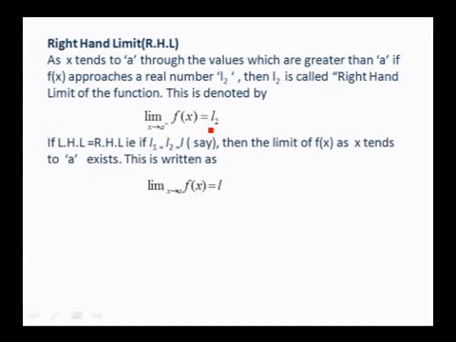So the most important thing is, only when L1 is equal to L2 we say the limit exists. Suppose it is L, then we say the limit of f(x) as x tends to a is equal to L, only when this L1 is equal to L2.